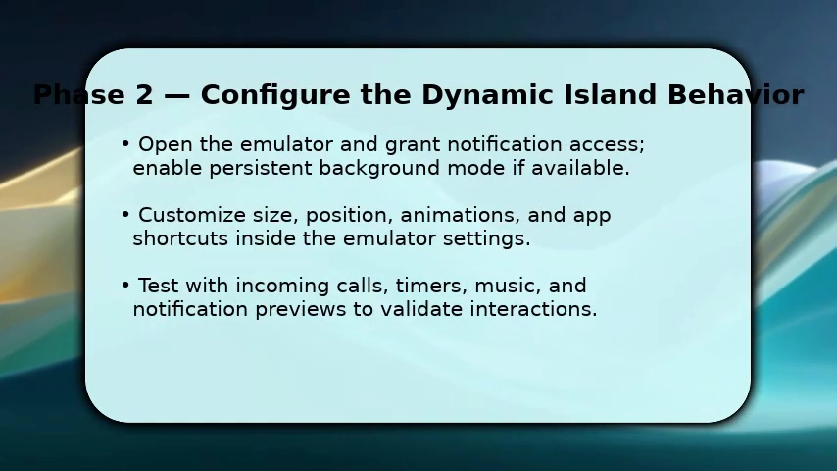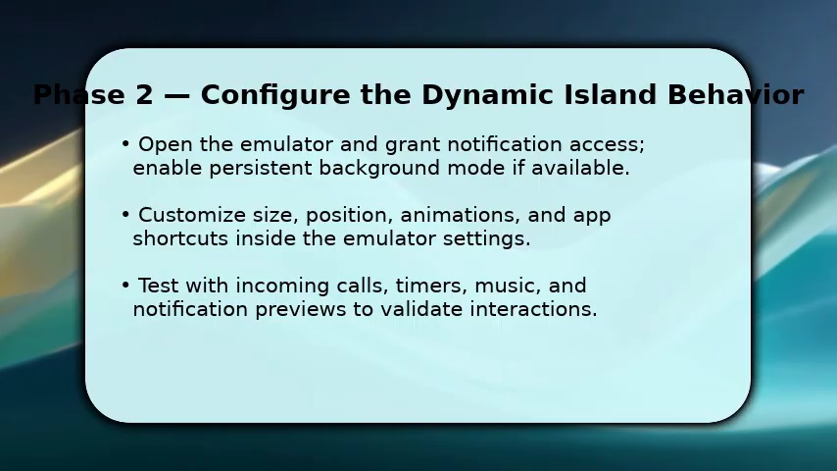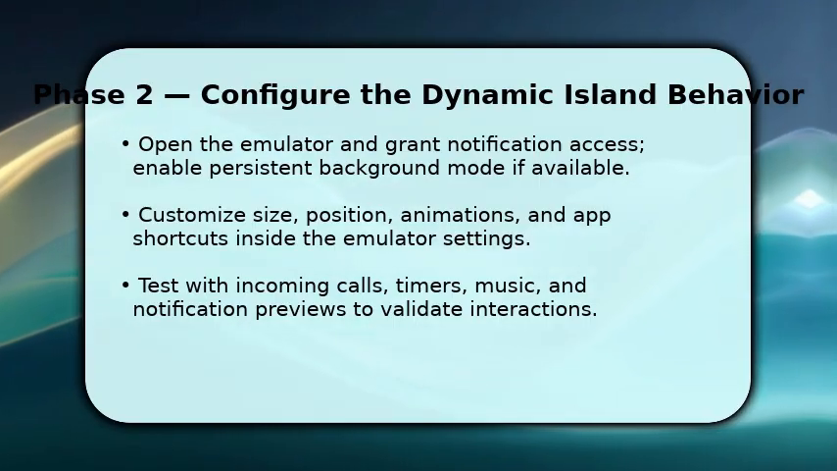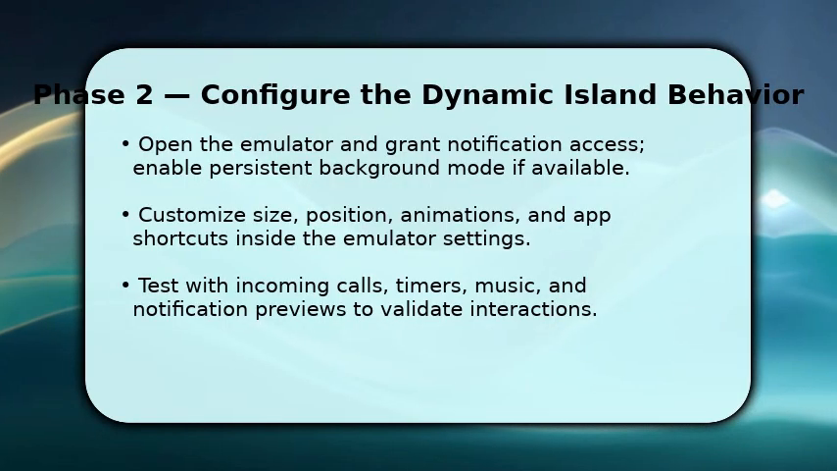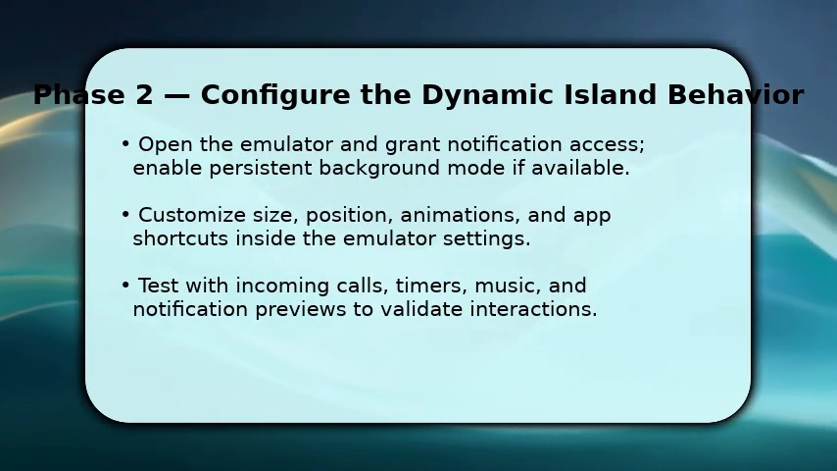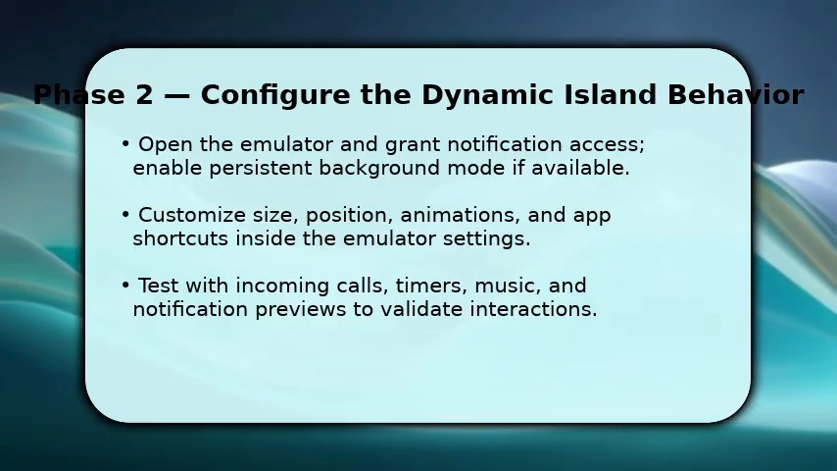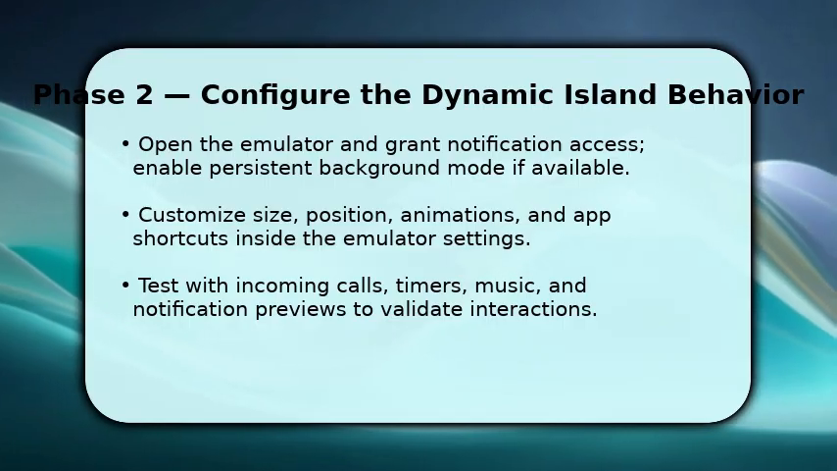Once done, open the emulator and grant its notification access. That's how it mirrors system alerts. Navigate to the visual settings and tweak size, corner radius, position, and animation speed so it aligns with your status bar. Make sure app shortcuts and tap behaviors are assigned. This is why some actions open apps directly.